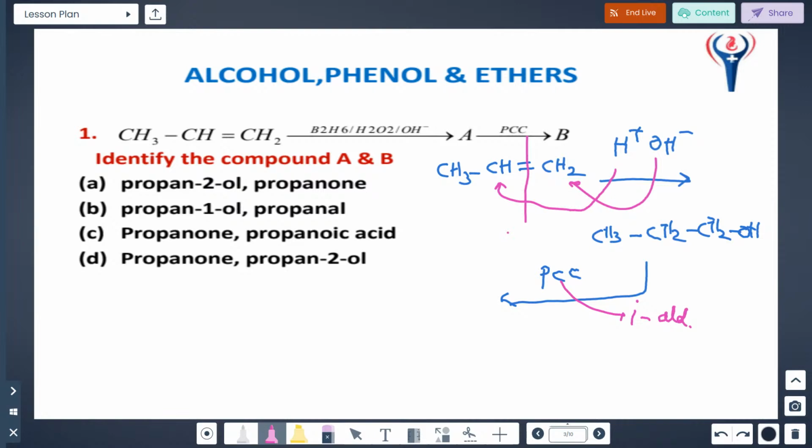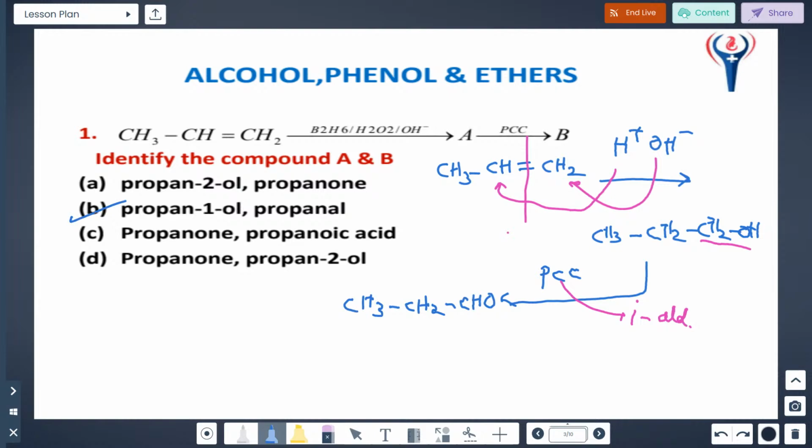So the primary alcohol part, instead of CH2OH, you put CHO. We can get another compound. Here the remaining you can write as it is. So the product will be CH3, CH2, and instead of CH2OH, you put CHO. Simple. That's all. So nothing but this is called propanal. So option B is the correct answer. A compound is propan-1-ol, B compound is propanal. So option B is the correct one.